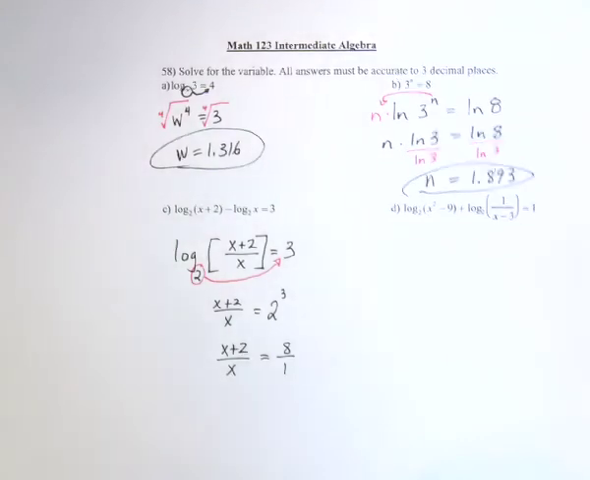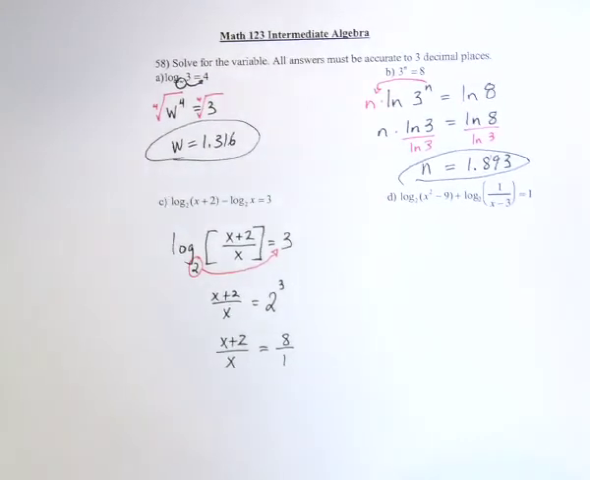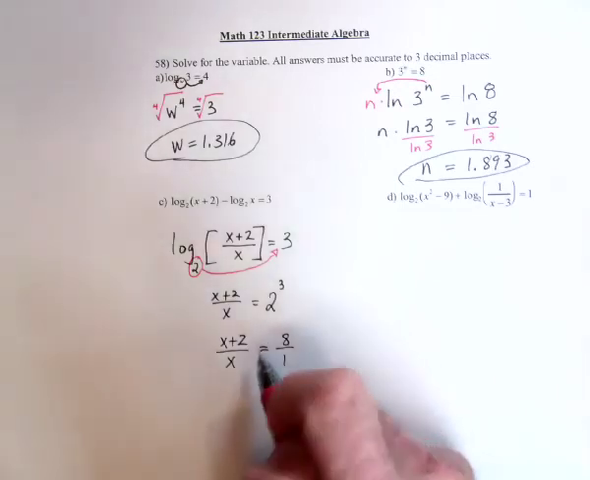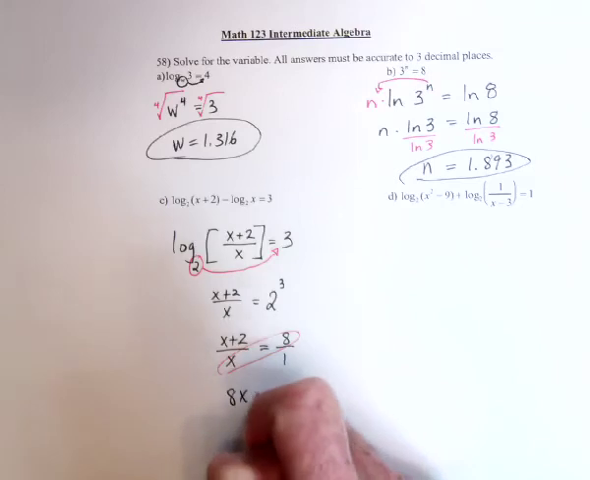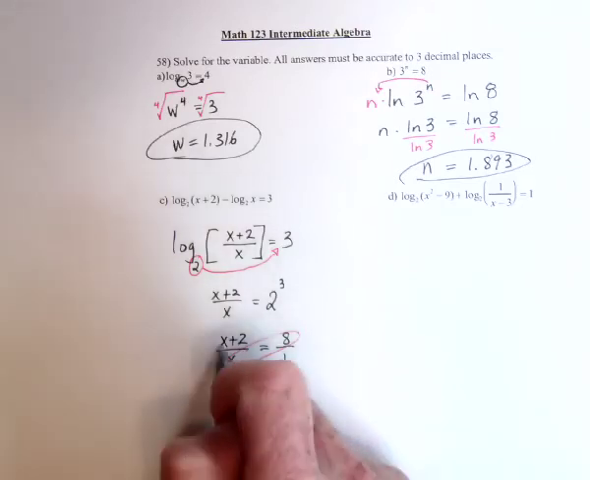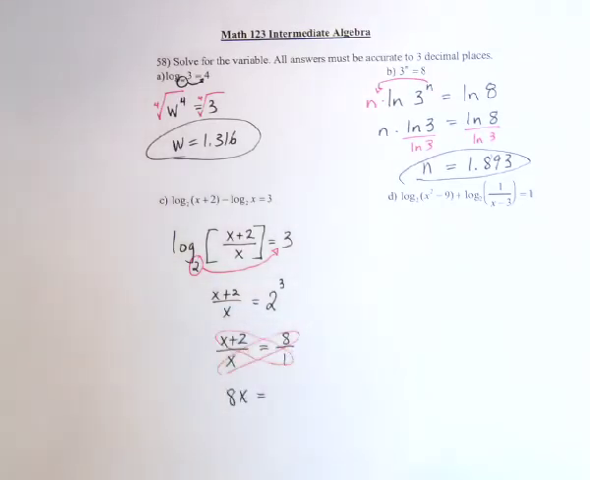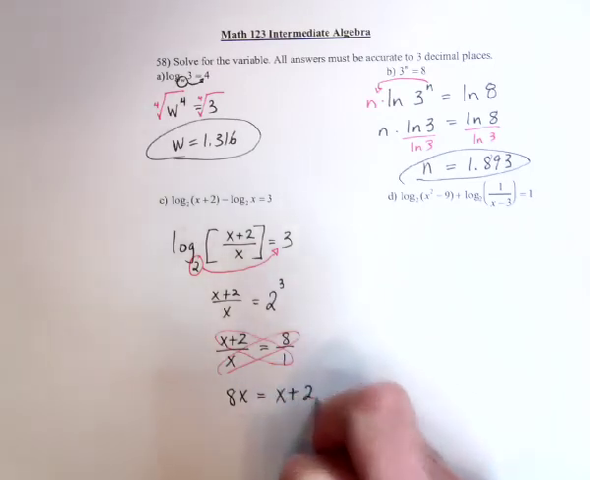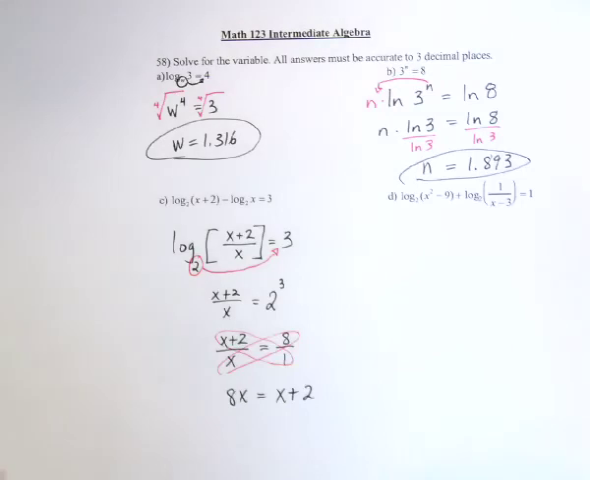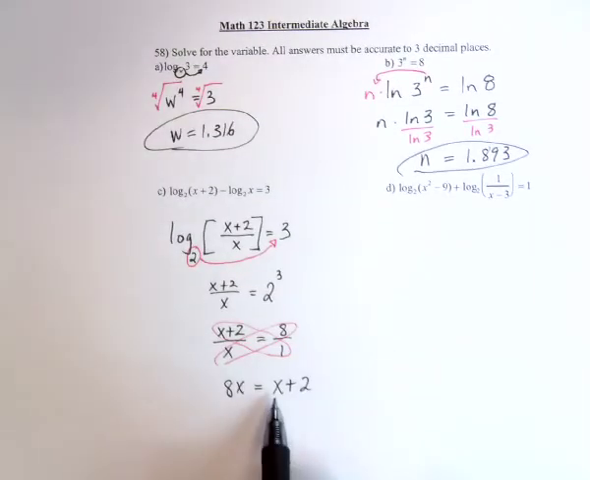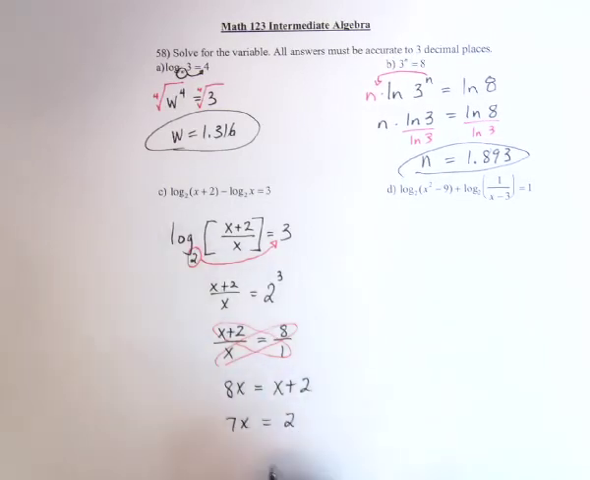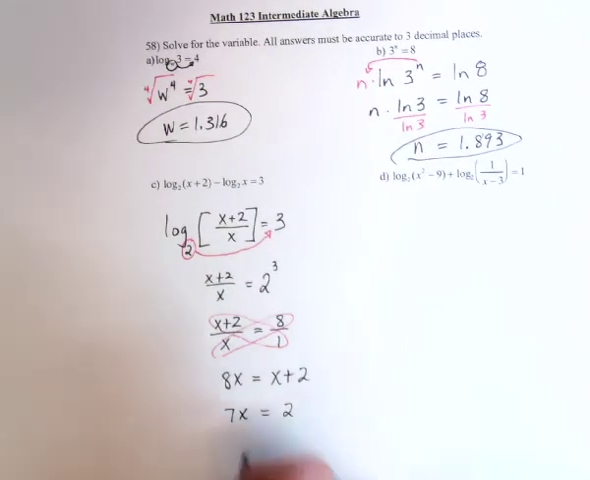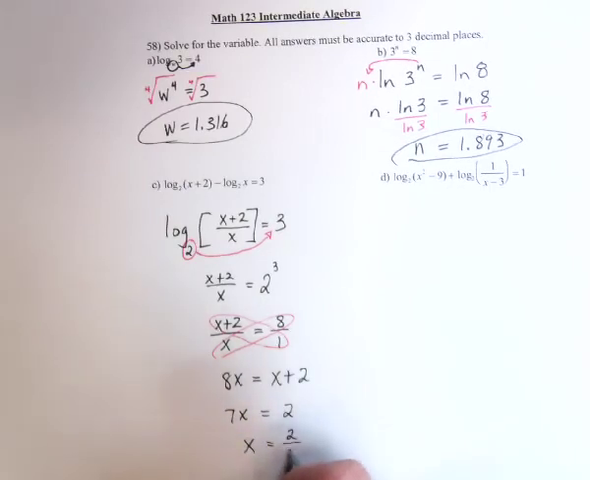And once we have a fraction equals a fraction, you can cross multiply. So in this direction, we would get 8x. And in the other direction, well, it's times 1, so that's just x plus 2. Two more steps. Subtract x from both sides, so it becomes 7x equals 2. And then divide both sides by 7. X is equal to 2 over 7.